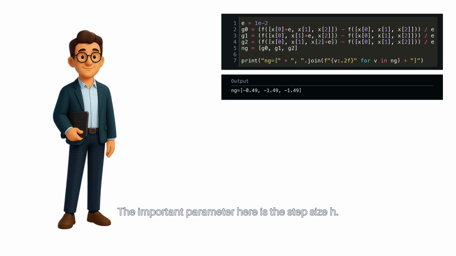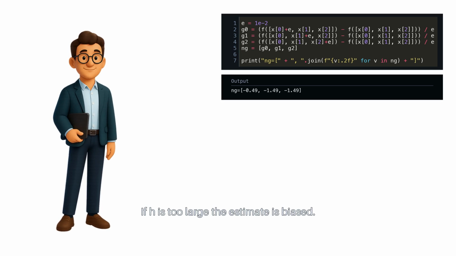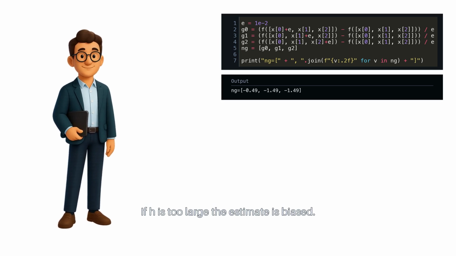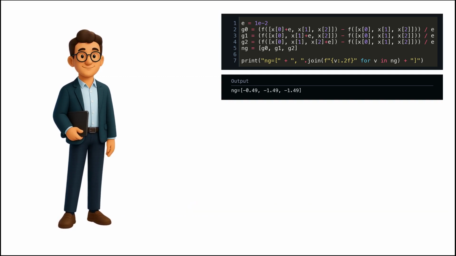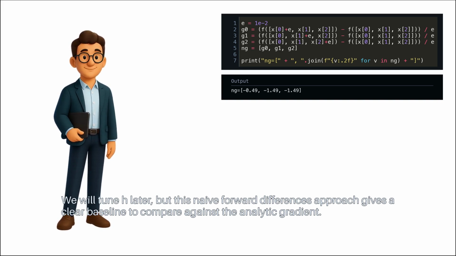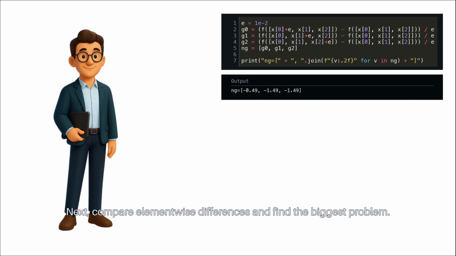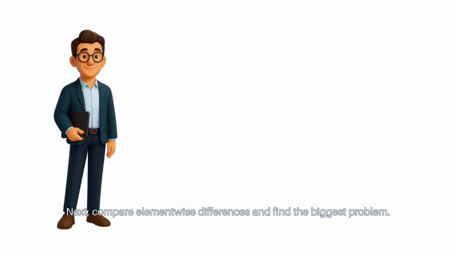The important parameter here is the step size h. If h is too large, the estimate is biased. If h is too small, floating point noise dominates. We will tune h later, but this naive forward differences approach gives a clear baseline to compare against the analytic gradient. Next, compare element-wise differences and find the biggest problem.